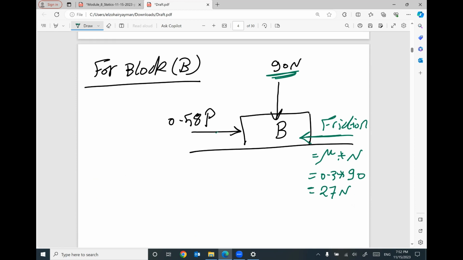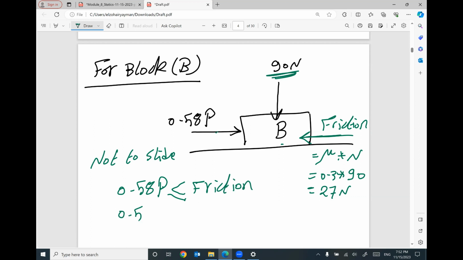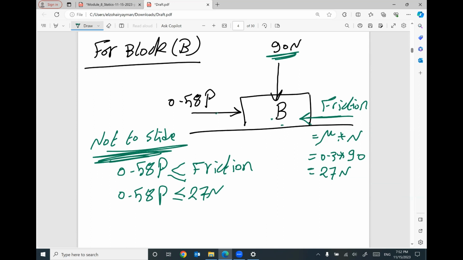If you would like this block not to slide, 0.58 P must be smaller than or at least equal to the friction. So 0.58 P must be smaller than 27 Newton. If you would like this block B not to slide, the value of P must be smaller than or equal to 27 divided by 0.58, which will be 46.6 Newton.